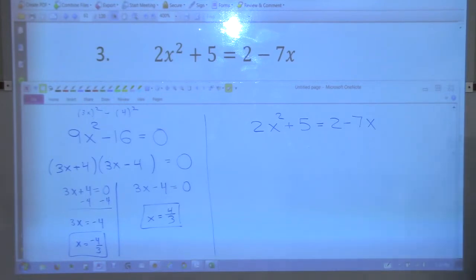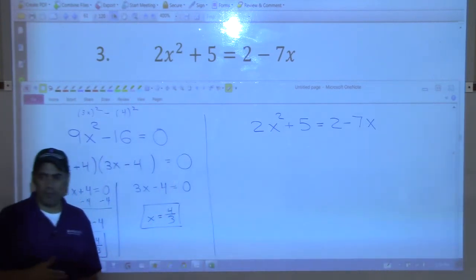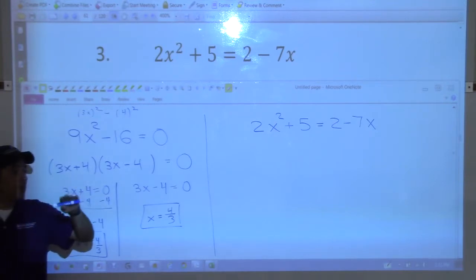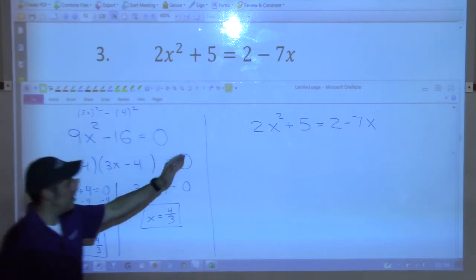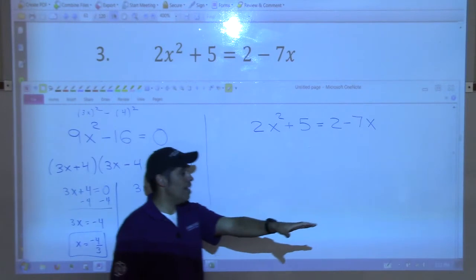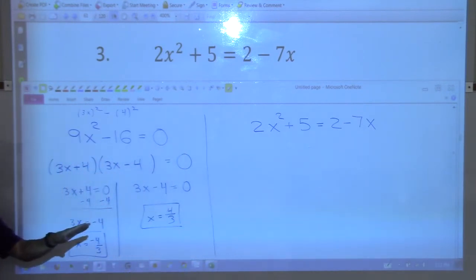All right, so Alyssa, you see we have an equation, right? That's the big difference between what we're doing now and what we were doing before. Before, it was just an expression. There was no equal sign in there, and you were asked to factor. Now we're being asked to solve this equation. Tell me what x's make this true. The only hope you have is the zero factor property.